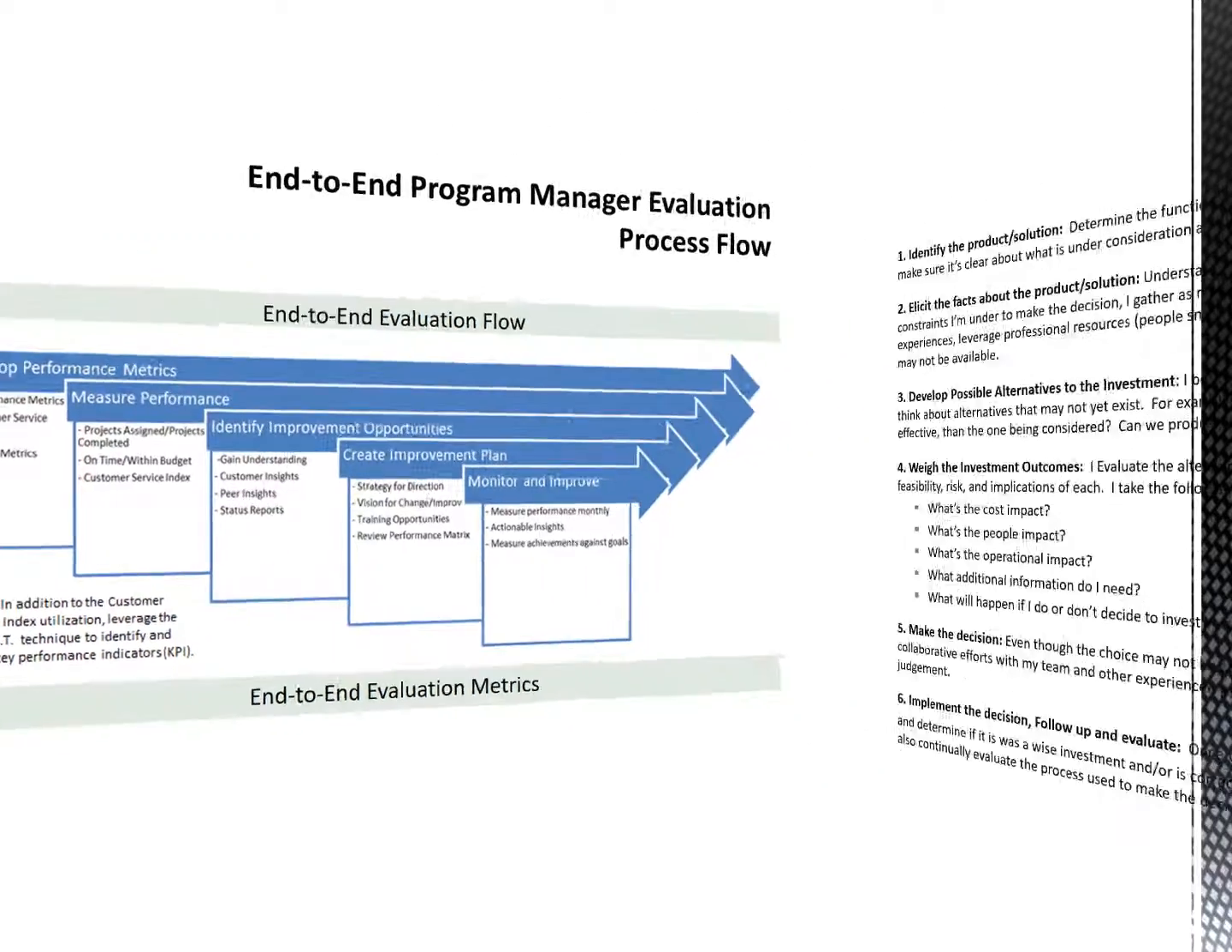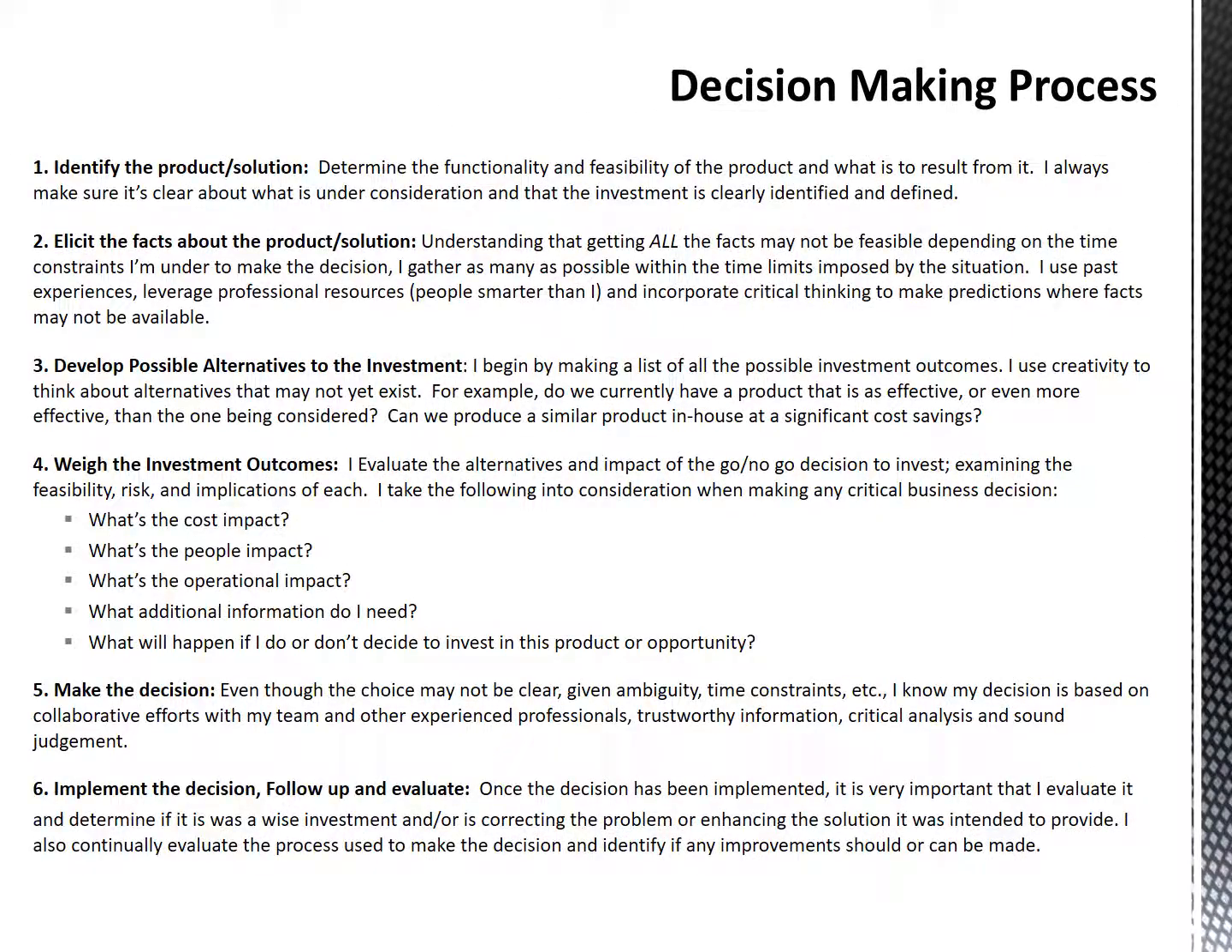So the decision-making process, as I see it, you know, I basically use this 6-step framework. It's worked for me in the past, and I like to continue to use it in the future. Obviously, we want to identify the product or the solution. We want to make sure that we know the functionality and feasibility of the product and what's going to result from it. Number 2, we want to elicit the facts about the product and or solution. You know, I'm going to ask as many questions as I possibly can. I'm going to leverage as many professional resources as I possibly can. I'm going to find out as much as I can about this product.